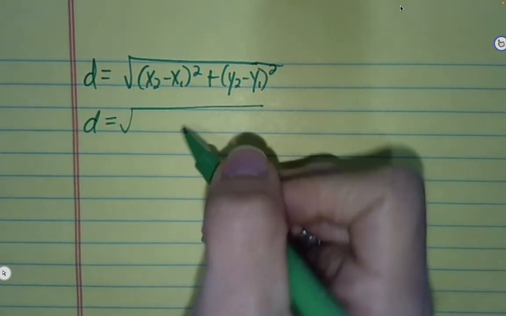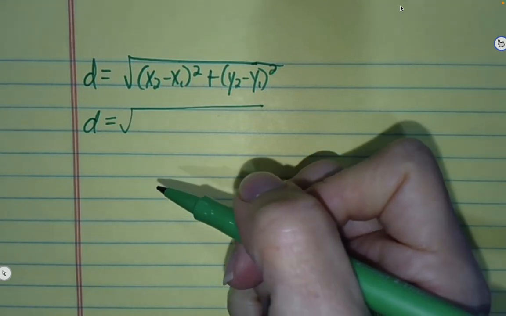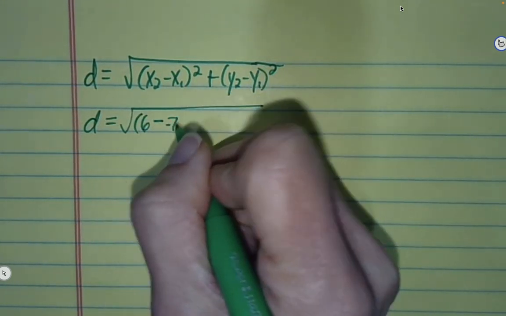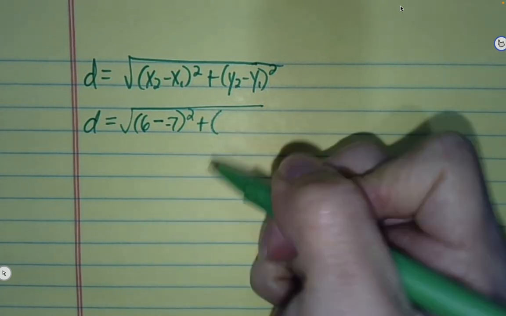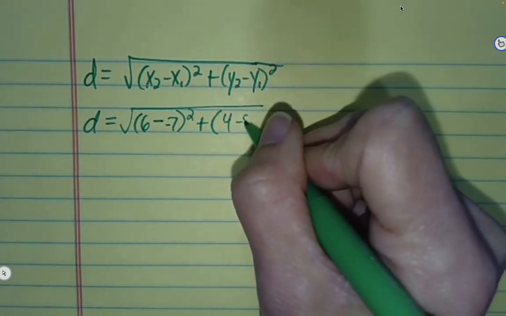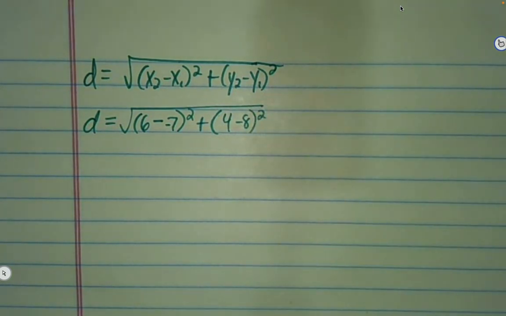I'll start with x. So 6 and negative 7. So she's going to put 6 minus negative 7. I'll fix that in a second. And what are my y values? Same order. 4 minus 8. So look at your x's and y's, your ordered pairs, and make sure you understand where we got those from.